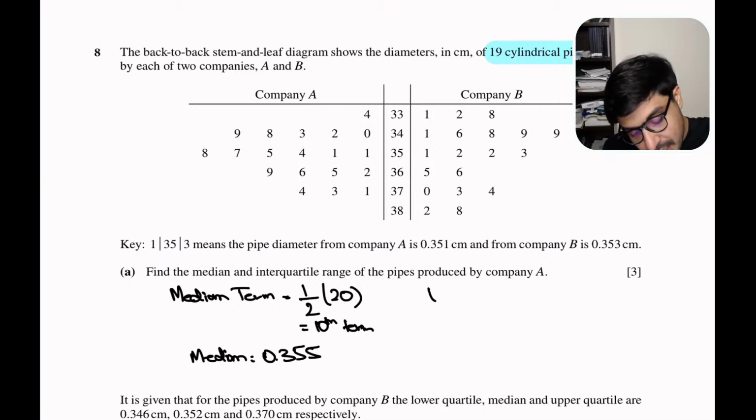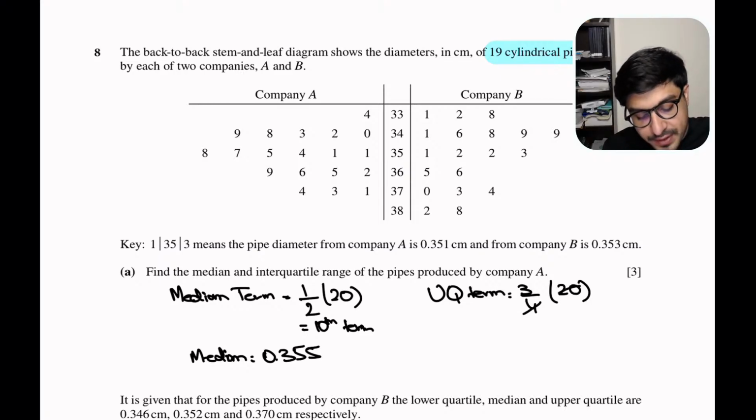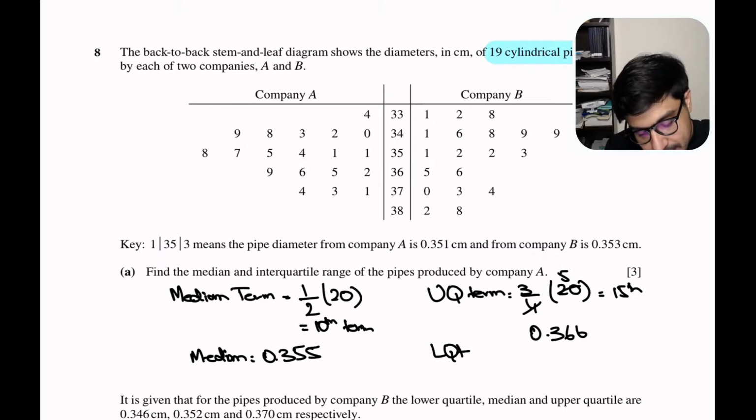And then the upper quartile term first of all, because we need to figure out the interquartile range as well. So it's going to be 3 upon 4 multiplied by 20. So that means the 15th term. So the 15th term is going to be what? 1, 2, 3, 4, 5, 6, 7, 8, 9, 10, 11, 12, 13, 14, 15. It's going to be 0.366, right?